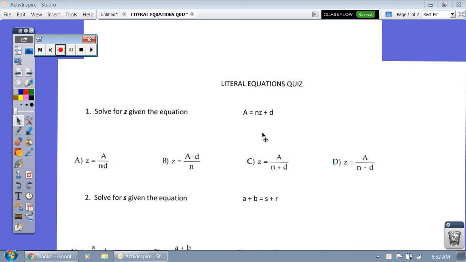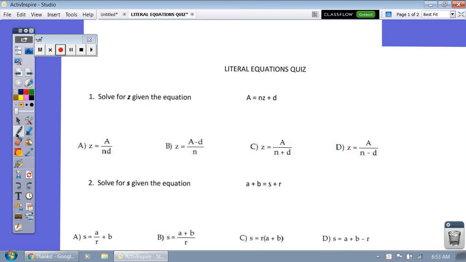Solve for z, given the equation a equals n times z plus d. So we need to get z by itself. Here we go. So we're going to move d first, so we're going to subtract d on both sides.